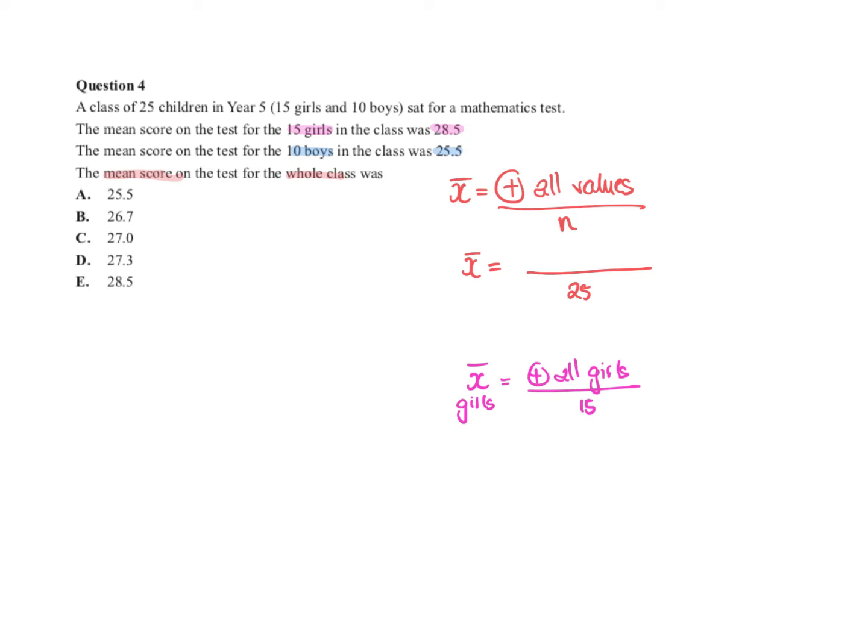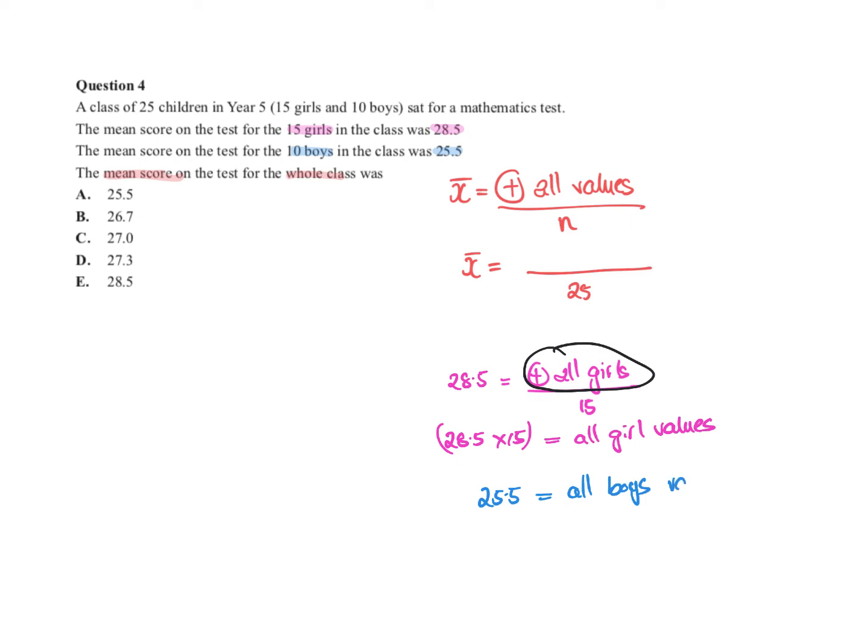So because we know that the girls' mean is actually 28.5, you could find all the girls' values added up by going 28.5 times 15. Okay, so that would be all the girl values. And then you could do the same for the boys. So you've got 25.5 equals all the boys' values, but over 10, because there's only 10 boys. So if you do 25.5 times 10, that'll give you all the boy values.